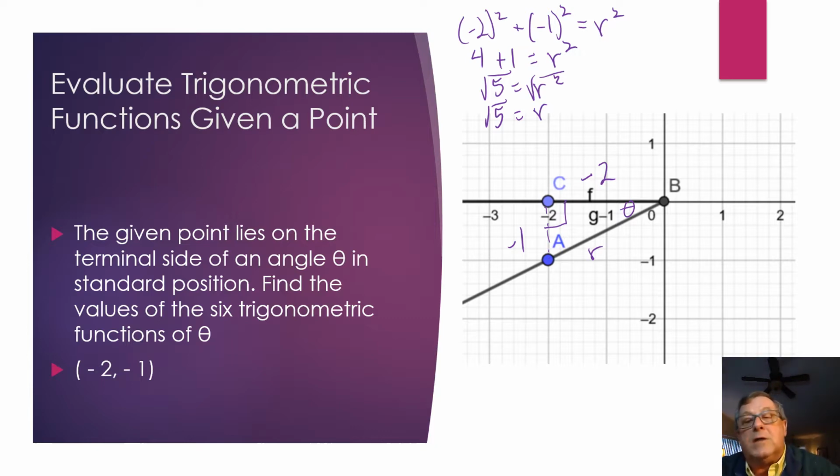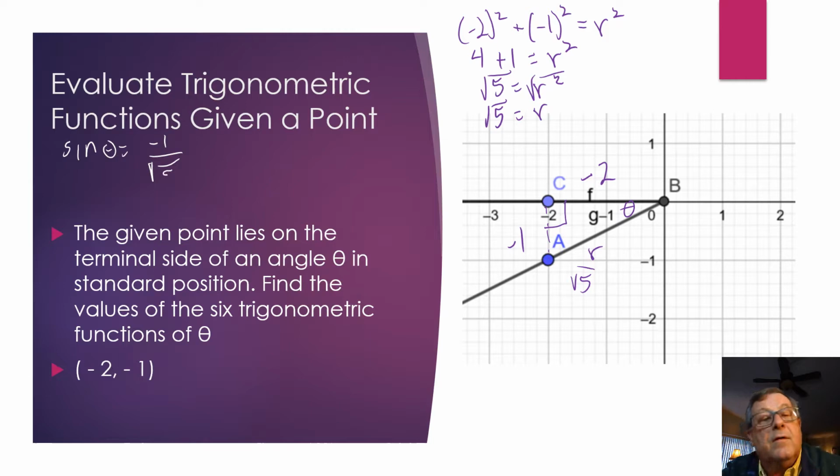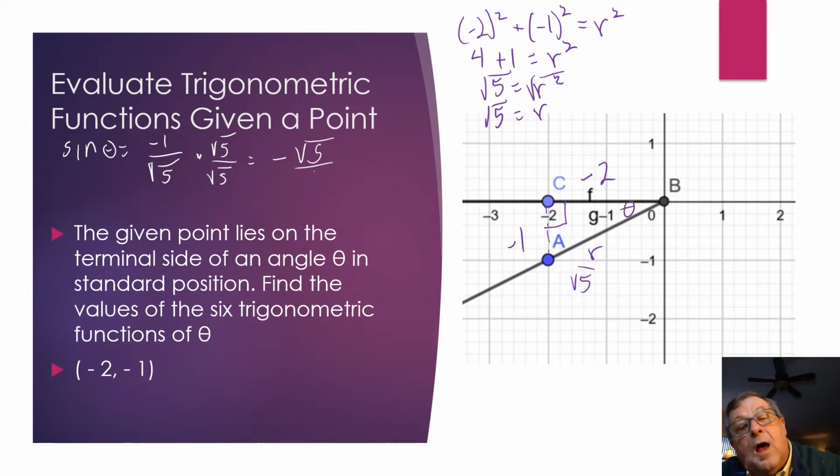Okay, now again, what's our sine? Our sine now is going to equal our y-coordinate over the radius. We defined the radius as the square root of 5. So my sine of theta, in this case, is equal to -1 over the square root of 5. But of course, we can't leave that in that form. I've got to rationalize that by multiplying it by the square root of 5 over the square root of 5. So my sine of theta then becomes the negative square root of 5 over 5.